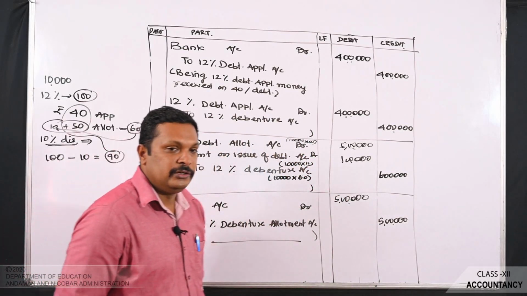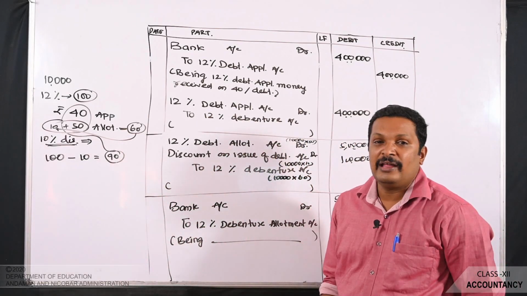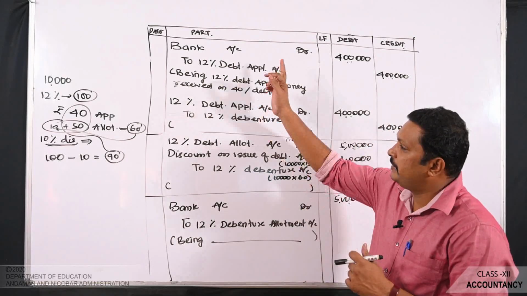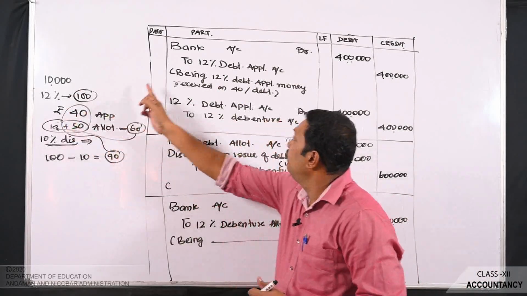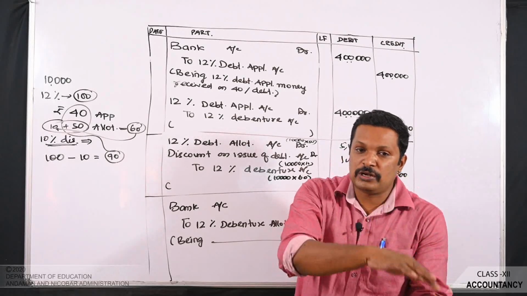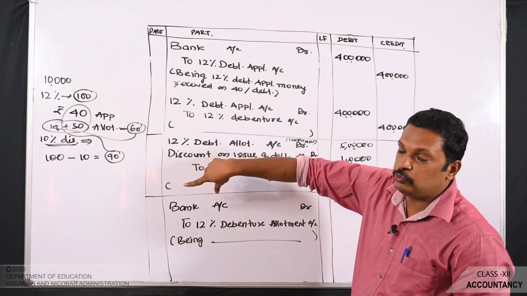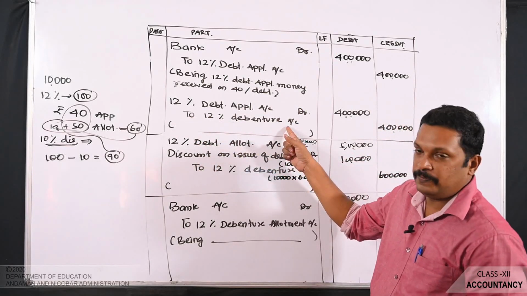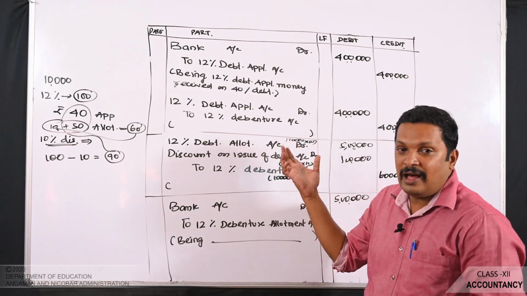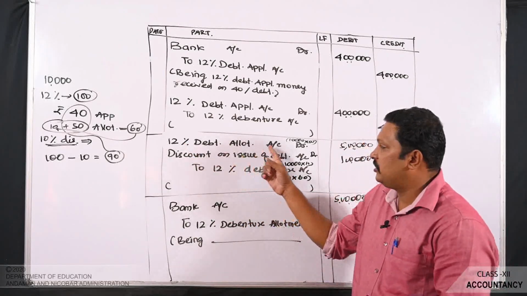So once again I repeat the entries here. What is the entry for application? Bank account debit to debenture application. So the amount is 10,000 into application money 40, 4 lakh, 4 lakh. Then whatever amount we collected through applications, we transfer to debenture account. So the entry is 12% debenture application account debit to 12% debenture. So the same amount will be transferred to debenture account. Now the amount is saved in debenture account. And after that we collect the second installment. So the entry is 12% debenture allotment account debit.